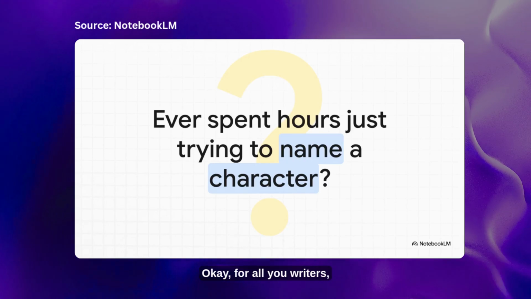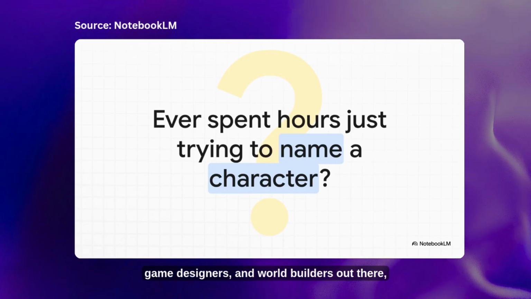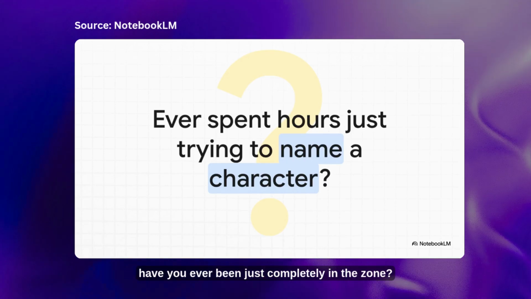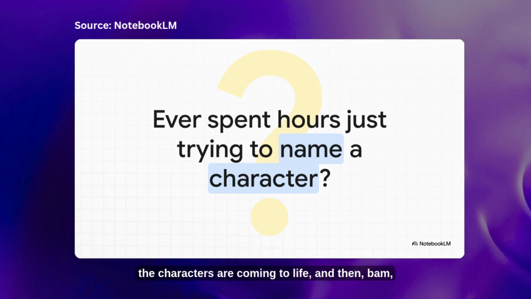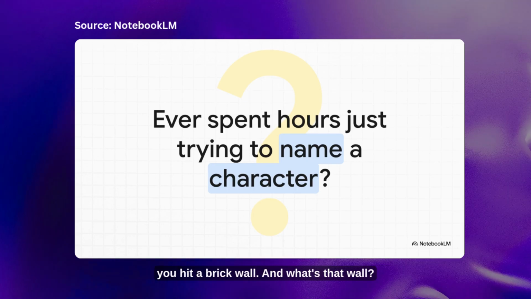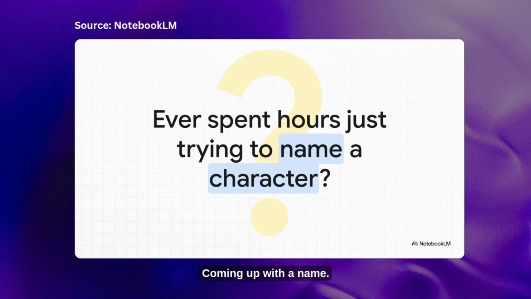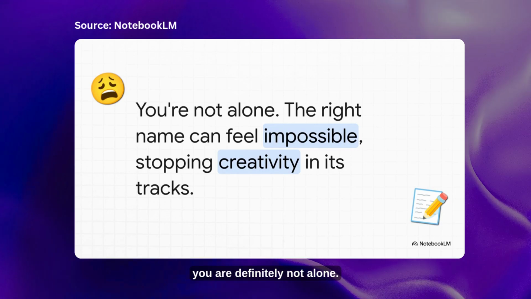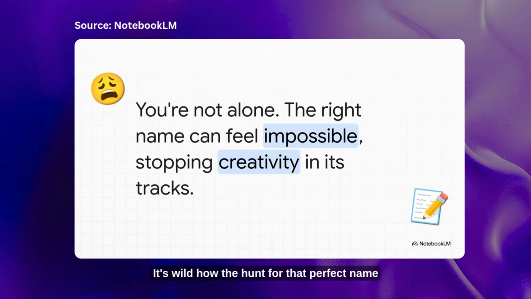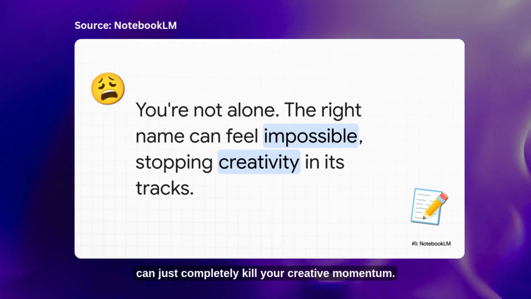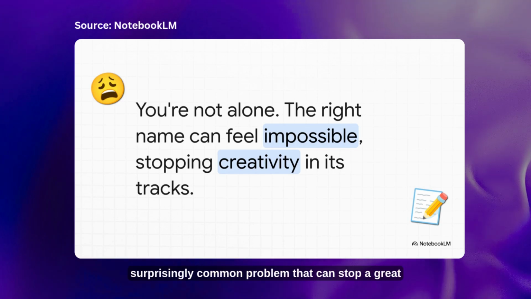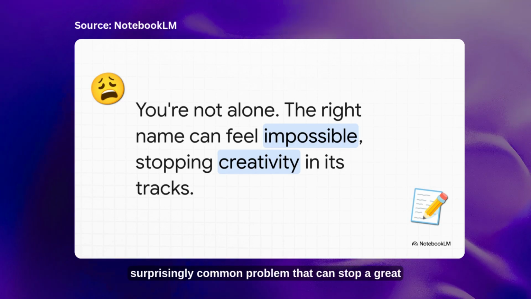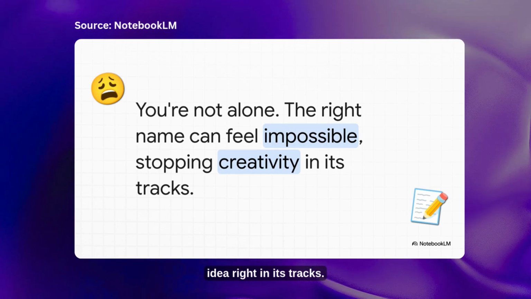Okay, for all you writers, game designers, and world builders out there, have you ever been just completely in the zone? The story is flowing, the characters are coming to life, and then, bam, you hit a brick wall. And what's that wall? Coming up with a name. Yeah, if that sounds familiar, you are definitely not alone. It's wild how the hunt for that perfect name can just completely kill your creative momentum. It's a huge, surprisingly common problem that can stop a great idea right in its tracks.